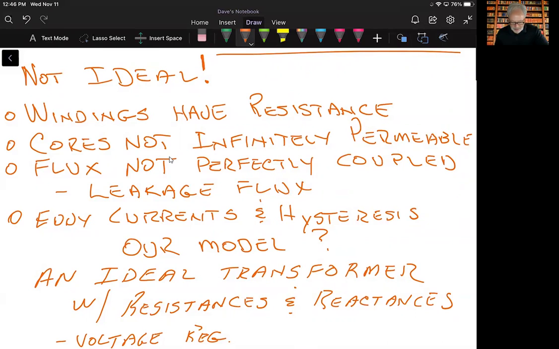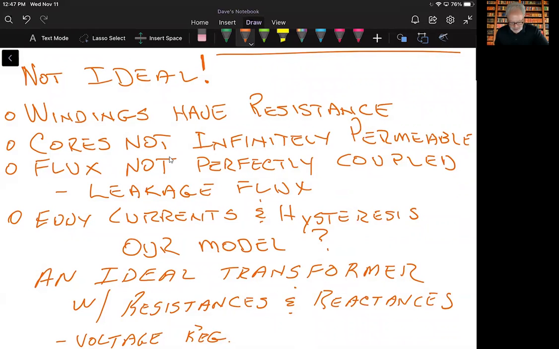The next thing he mentions is that the core is not infinitely permeable. What we're saying there is that cores become saturated, and increasing current at some point does not have the desired effect of producing the flux. So at some point, the cores become saturated, and we want to be able to account for that and make sure that we operate within certain parameters.